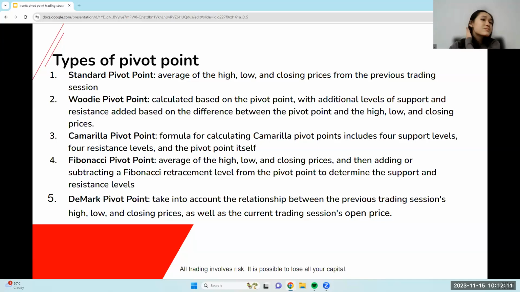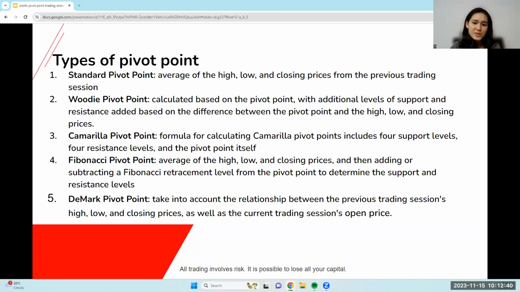Okay. And lastly, we have the DeMark pivot point. This method uses a series of complex calculations as well, but the calculations basically take into account the relationship between the previous trading session's high, low, and closing prices, but also the current trading session's open price.